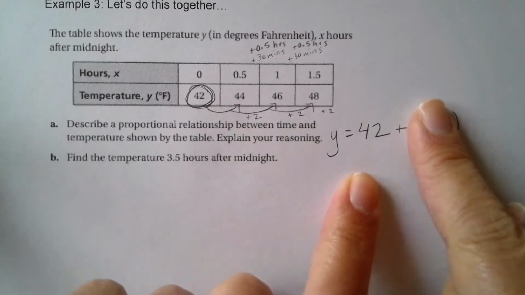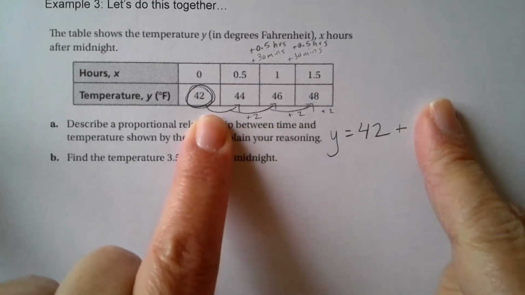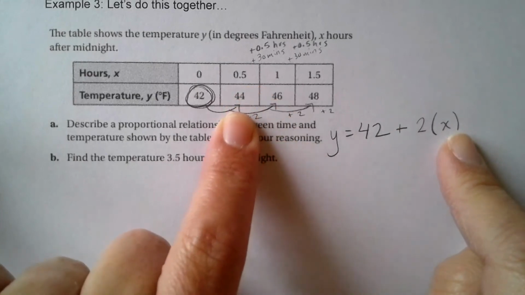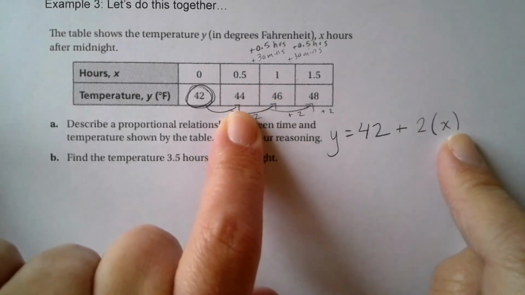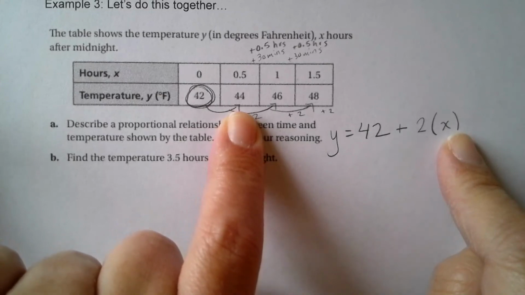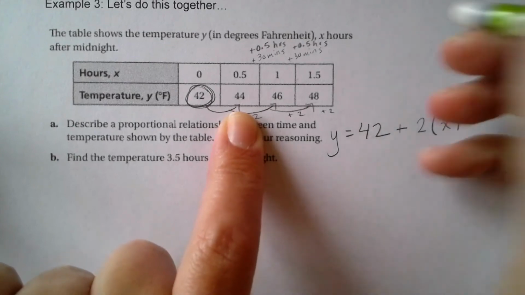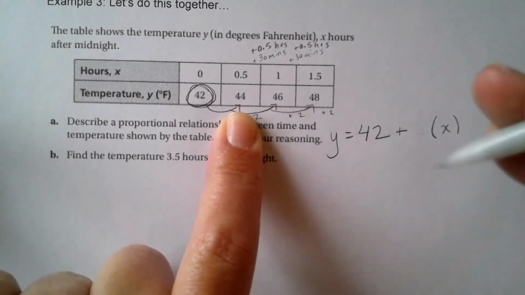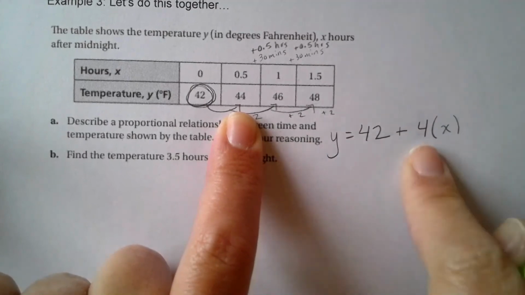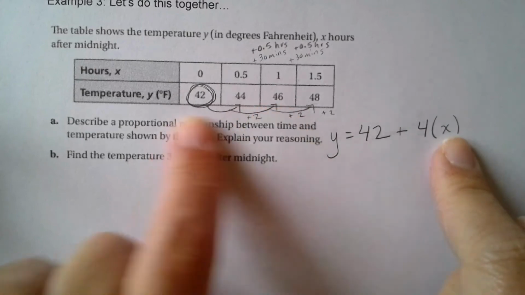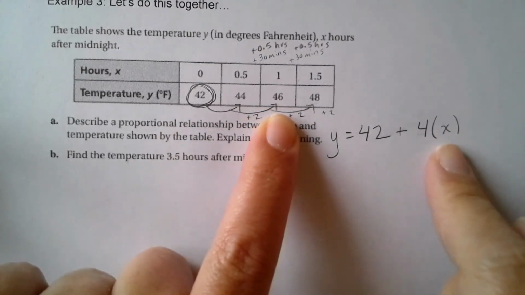Because if it was no hours, temperature is 42 degrees. But once I have half an hour in there, it bumps up 2. What do you think? I'm thinking that's only going to change it by 1. So we want to actually change this to 4, right? Because half of 4 is 2. And then from here to here, it changed by 4. So if we change it by times 1, then that would be 4.